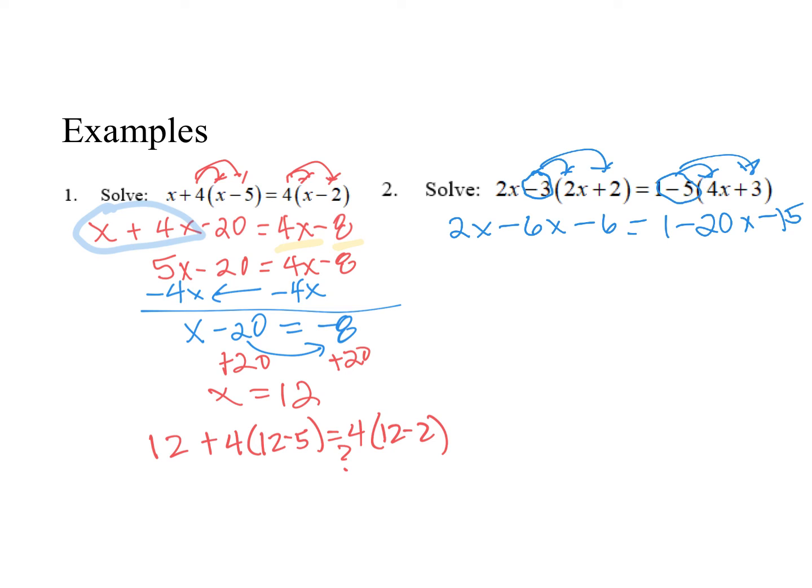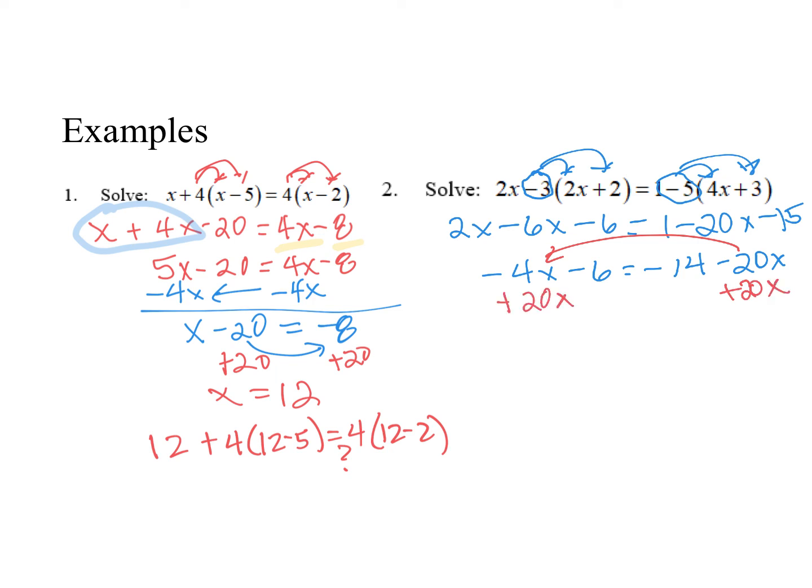Then we're going to combine like terms. That gives me negative 4x minus 6 on the left. Combining like terms on the right gives me negative 14 minus 20x. Then I've got to decide which way I'm going with my variables, which way I'm going with my constants. Now we can do this all in one step. I didn't do it in the first example. But for example, I can decide I'm going to move my variables to the left, which means I have to add 20x to both sides.